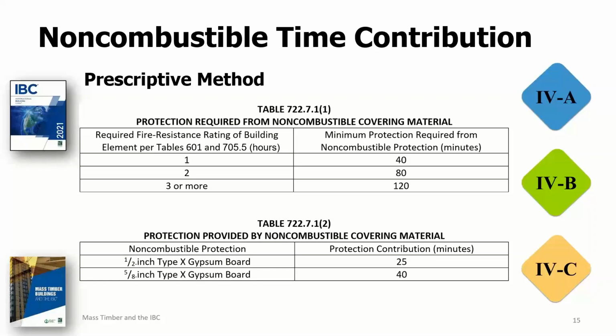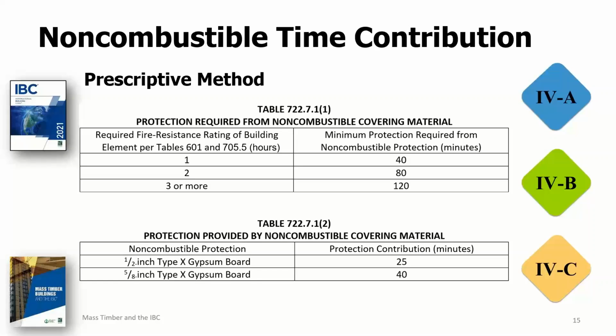The code assigns values for these non-combustible protection contributions, which are then added to the calculated fire resistance rating of the wood member. The tables used in this prescriptive approach are shown here in this slide. Of course, these tables are new to the IBC and they're very simple. You have a rating, and in accordance with the 2/3 principle that I just mentioned, you have a minimum level of protection that must be provided by the non-combustible protection.